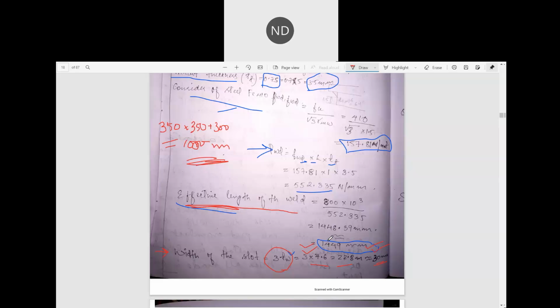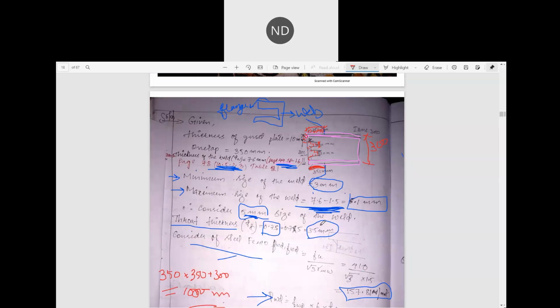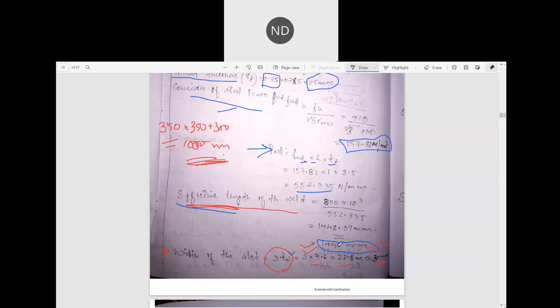Okay, you can take it to be 1450. Now whatever it is, we need the total length of the weld to be 1449, right? So we will calculate this in such a way so that our length of the weld is 1449.